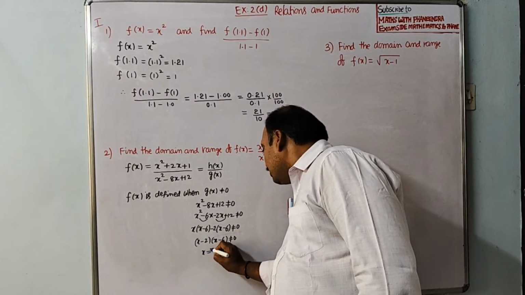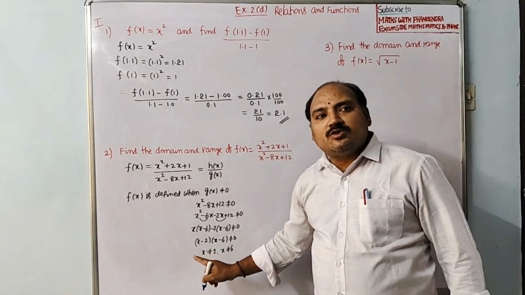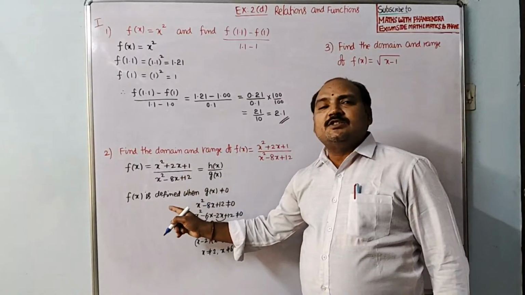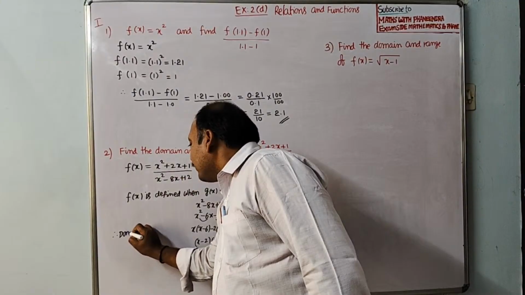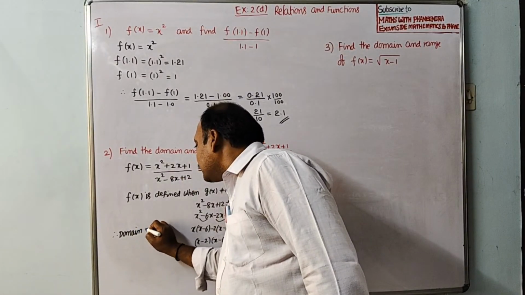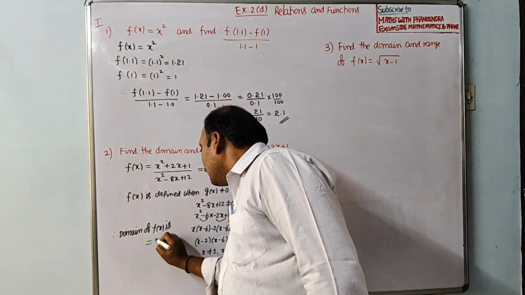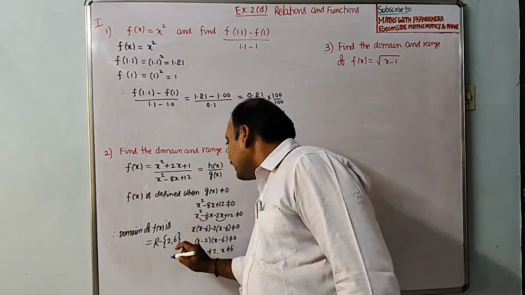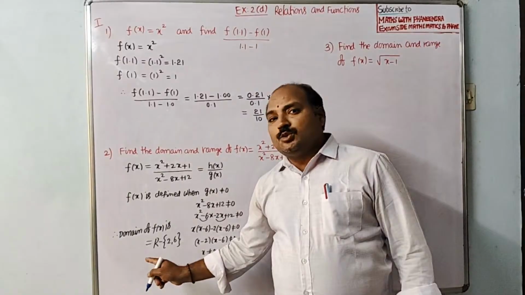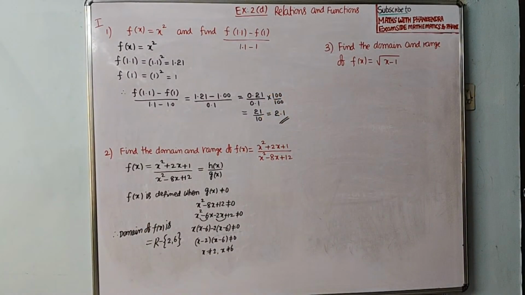So x is not equal to 2, and x is not equal to 6. Except the values 2 and 6, the function is defined. Therefore, the domain of f of x is R minus {2, 6}. Except the values 2 and 6, for the rest of the values the function is defined. I hope you understand.